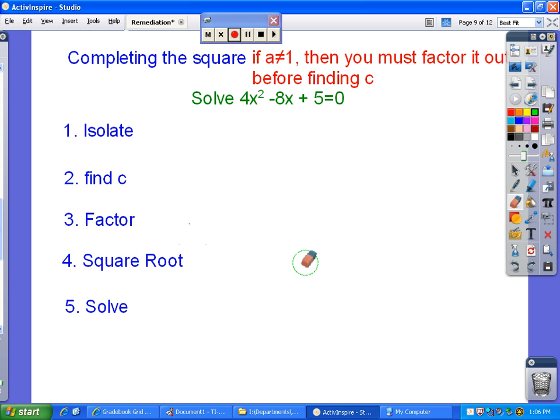Alright, now let's complete the square when our lead coefficient is not 1. So look at the note. If a is not equal to 1, then you must factor it out before finding c. All right, so we still start off by isolating the x terms. So we're going to subtract 5. But before I can find c in my second step, I need to factor that 4. Factor out that 4. So I'm going to factor out the 4, and I get x squared minus 2x.